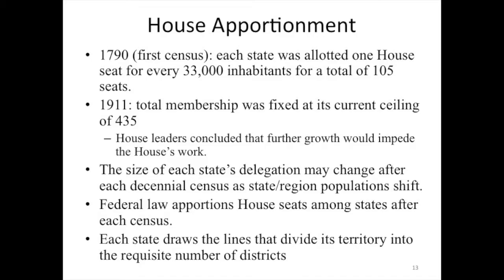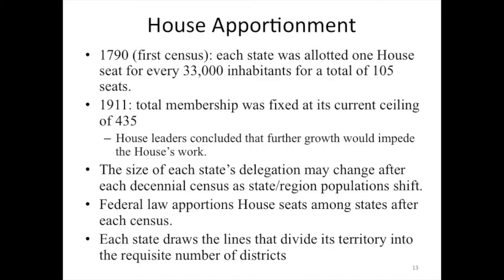In 1911, though, the total membership in the House was fixed to stay at 435, and that's where it is today, because the House members believed any larger of a House would be unproductive for policymaking. So even though these seats may be redistributed after a census, the number of representatives will not ever exceed 435 unless Congress changes that. Seats are redistributed now based on population shifts, which is why I mentioned the census.